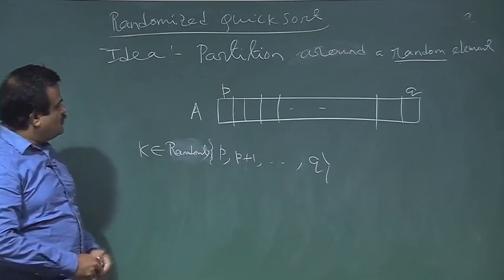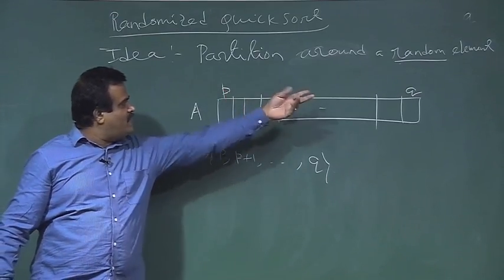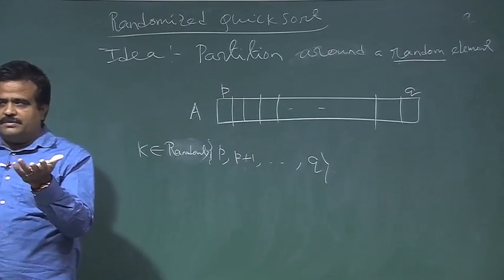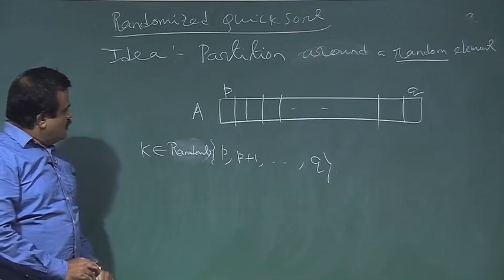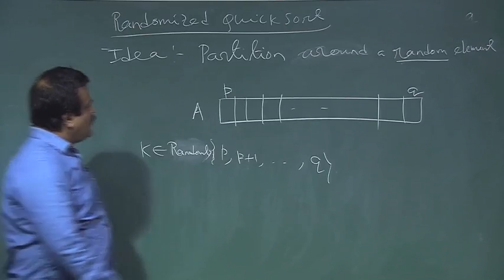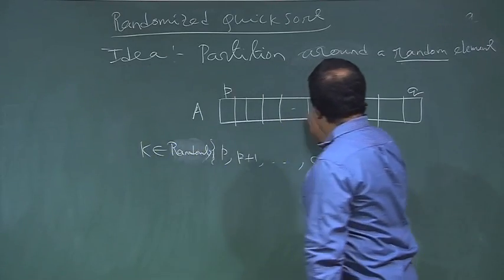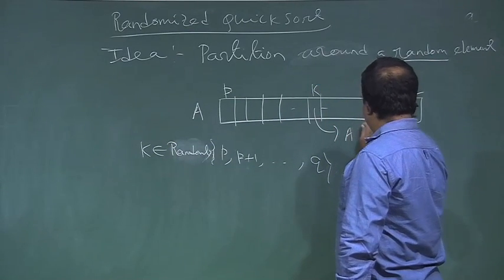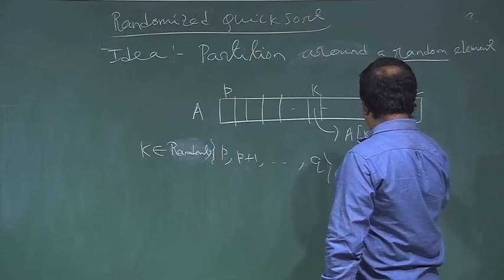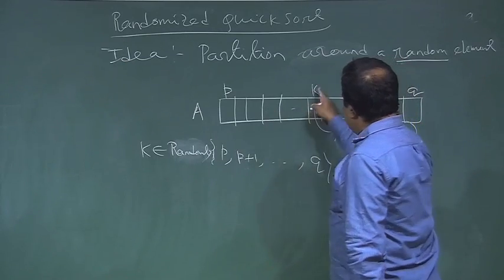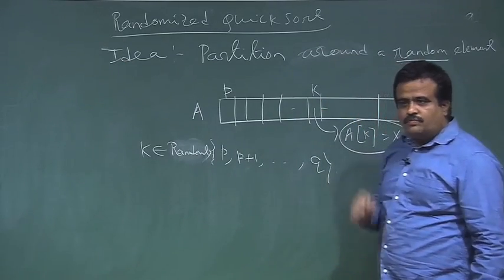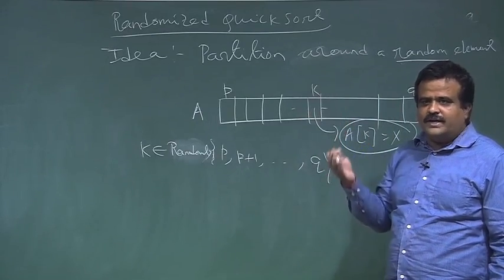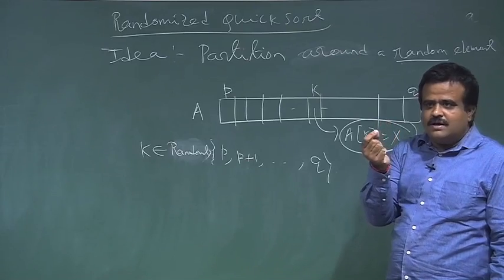If there are n elements, they are equally likely to come as the pivot element, so the probability is 1 by n. Okay. So we choose a k from this index set randomly, and ak is going to be our pivot. This is our x, and this is a random choice. Before running the code, we do not know which k will come. It depends on the random number generator.